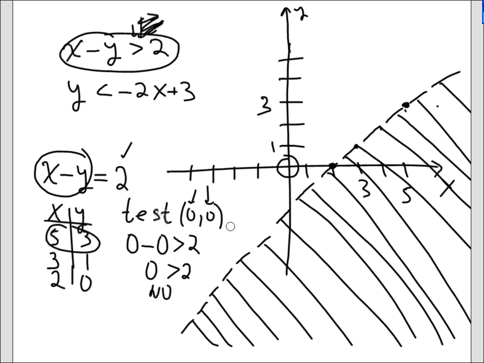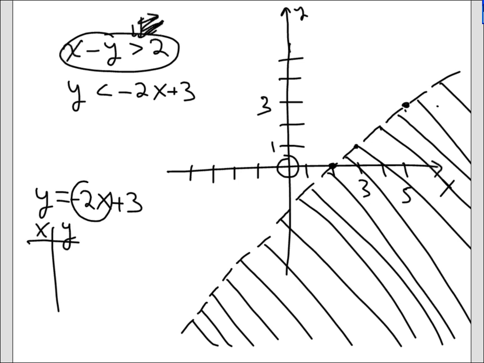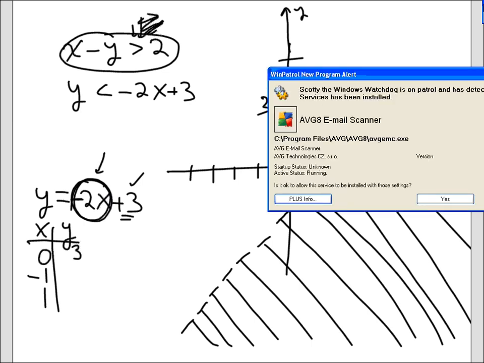Okay, now I erase this work. I do the same thing for the next inequality: y is less than negative 2x plus 3. Except first, we graph the equality: y is equal to negative 2x plus 3. How do you get y? You multiply x by negative 2, then you add 3. So you pick some x values: 0, negative 1, 1. When you multiply 0 by negative 2, you get 0. Add 3, you get 3. When you multiply negative 2 by negative 1, you get 2. You add 3, you get 5.